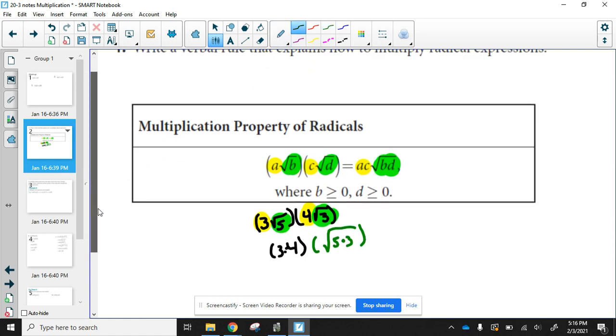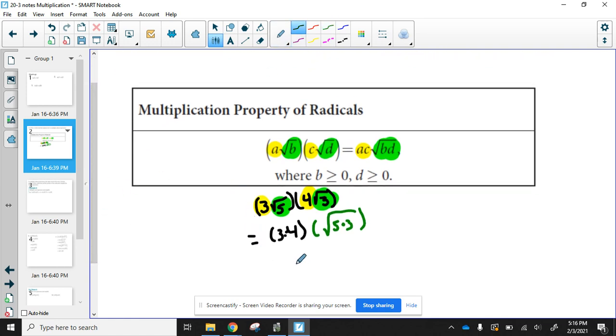So that being said, then we need to simplify this. So 3 times 4 is 12. And then the square root stays, and then we multiply 5 times 3, and that is root 15. So make sure you're breaking things apart. That is the most helpful thing. If you have colors as well, do that.